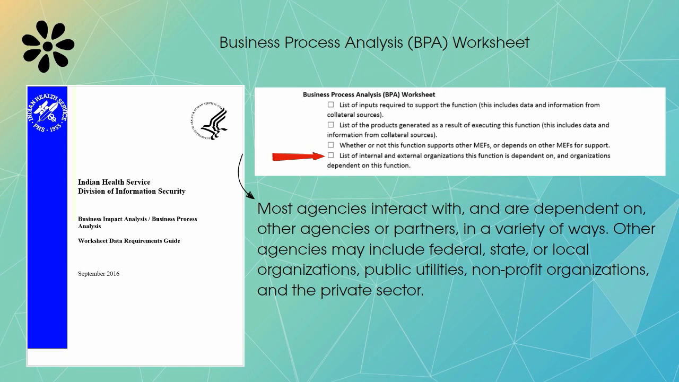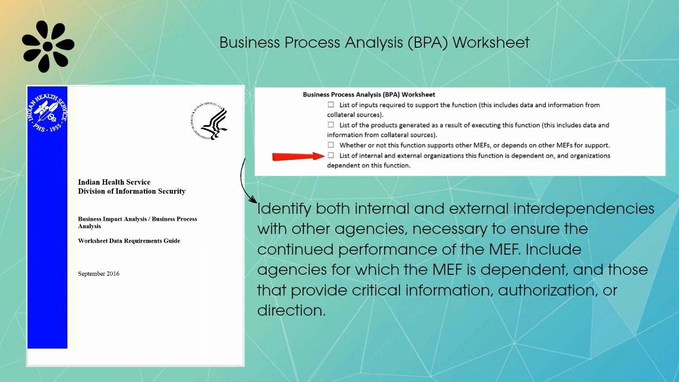Most agencies interact with and are dependent on other agencies or partners in a variety of ways. Other agencies may include federal, state, or local organizations, public utilities, nonprofit organizations, and the private sector. Identify both internal and external interdependencies with other agents necessary to ensure the continued performance of the MEF. Include agencies for which the MEF is dependent and those that provide critical information, authorization, or direction.